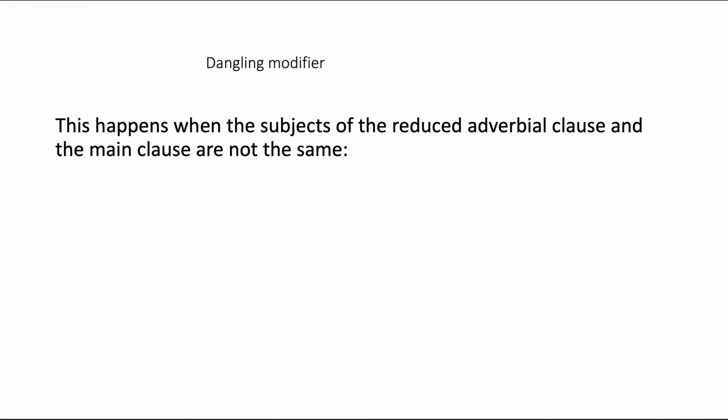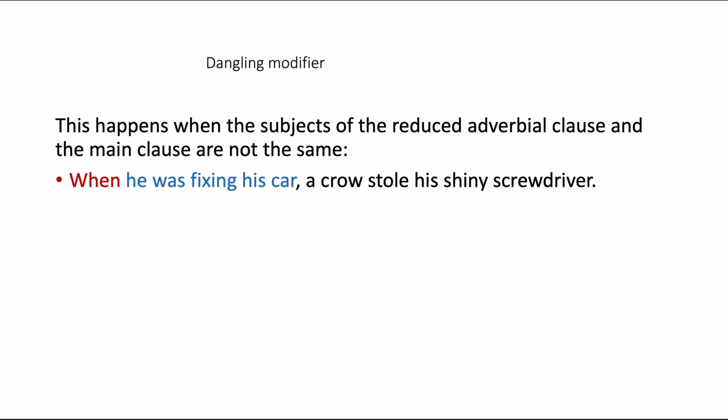Now, finally, as I promised, I'm going to talk about the dangling modifier and what it is and how to avoid it. So this is a common mistake, and this happens when the subjects of the reduced adverbial clause and the main clause are not the same. Take a look at this example. When he was fixing his car, a crow stole his shiny screwdriver.